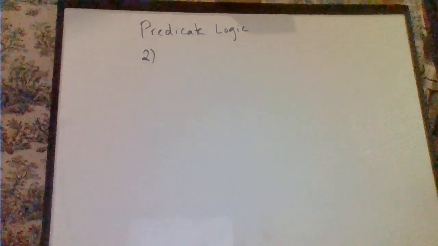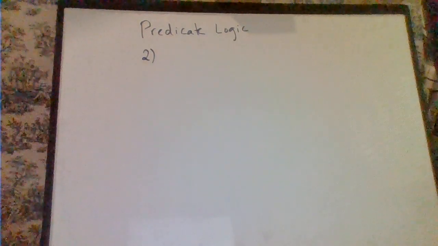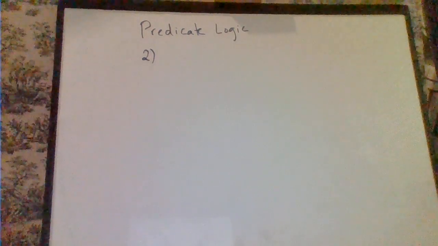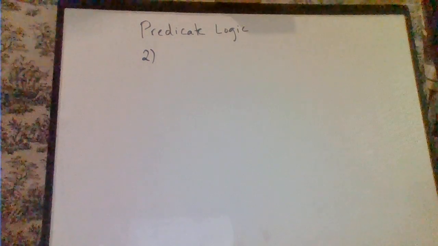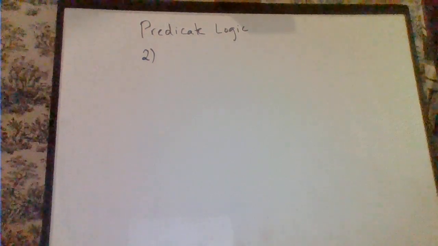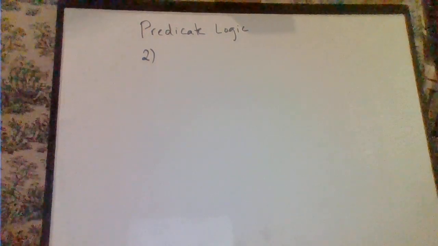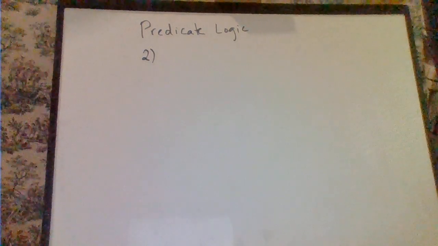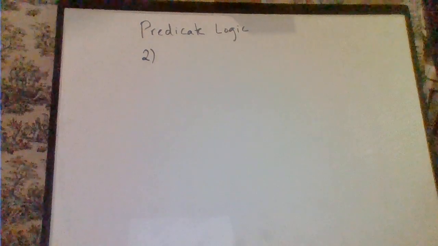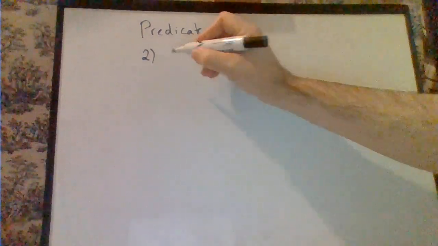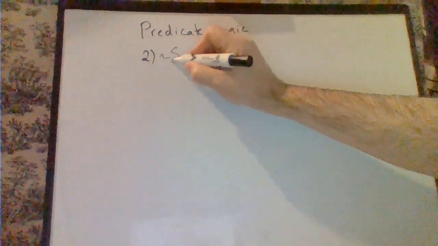So at number 2, it says Nancy is not a sales clerk, and they want you to use S for sales clerk. Again, with predicate logic, you're looking at the predicate to be the capital letter and the subject to be the lowercase letter. So, if sales clerk is S, the lowercase n for Nancy, and it's a negated statement, so it would be tilde S n.